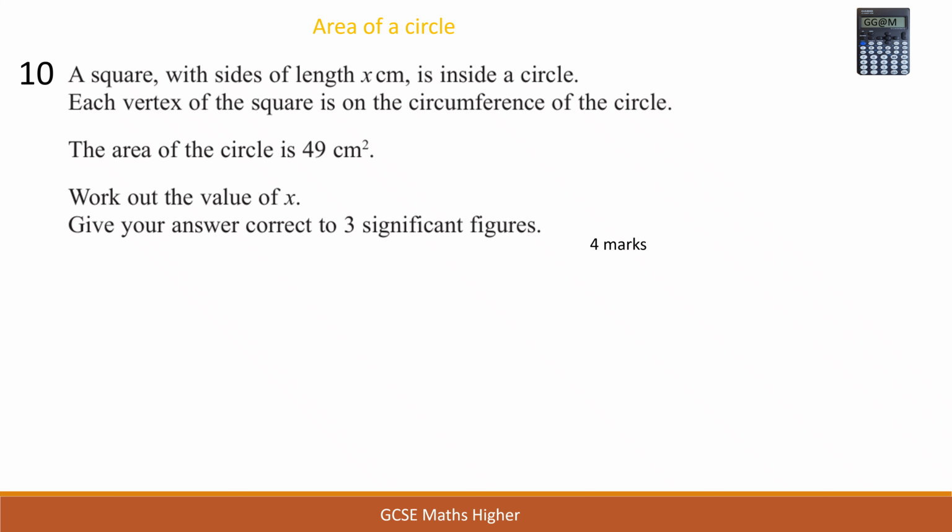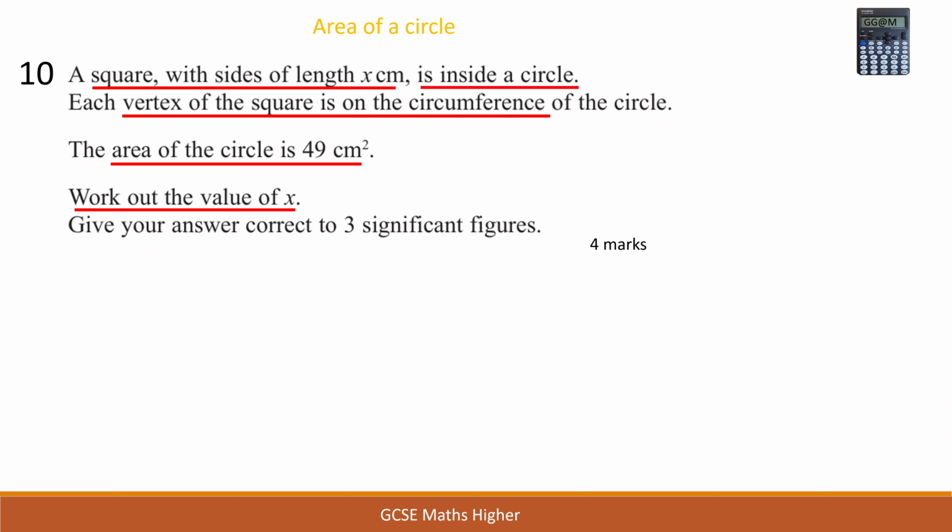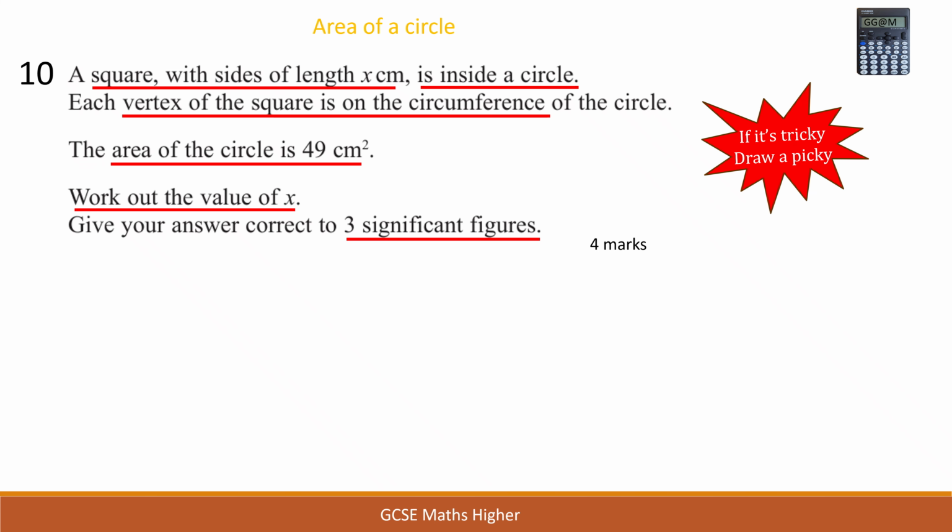Fantastic. So keywords in this question are that you've got a square with length x inside a circle. The vertex, which means the corner of the square, is on the circumference, and the area of the circle is 49 centimeters squared, and you've got to work out the value of x to 3 significant figures. If it is tricky, like this scenario here, and you can't quite picture what's going on, draw a picky. So there's a key phrase there for you. If it's tricky, draw a picky. Then that will help you understand what is going on here.